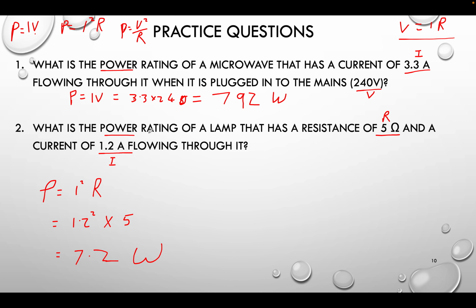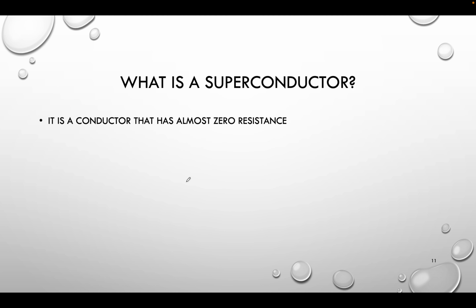You have an R and an I. Which of the formulas can we use? We can use I squared R. So I'm choosing that formula, I squared R. I know my I, 1.2 squared. I know my R, 5. And that will give me 7.2 watts. So that's 2 practice questions on how to use power. We will do more in class.